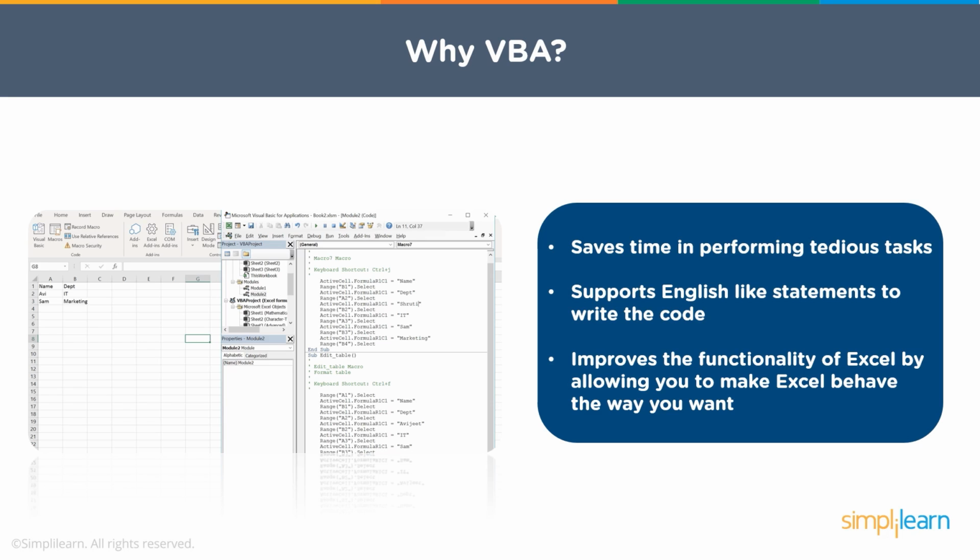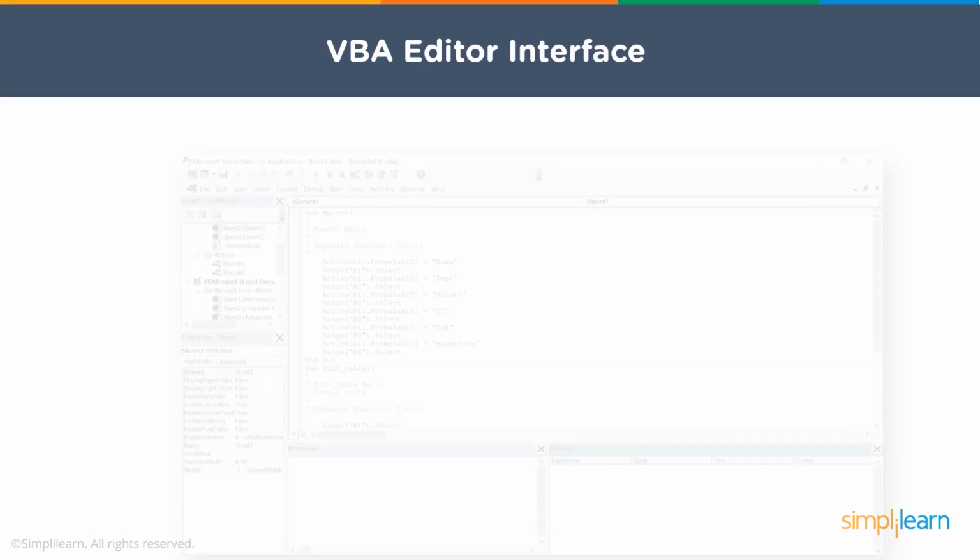Now one more thing is it improves the functionality of Excel by allowing you to make Excel behave the way you want. There are multiple functions that you perform in Excel, like selecting a number of rows or columns or a set of cells in particular. You do it on a daily basis. These things can easily be performed, edited and executed by using VBA. We will look into those in detail.